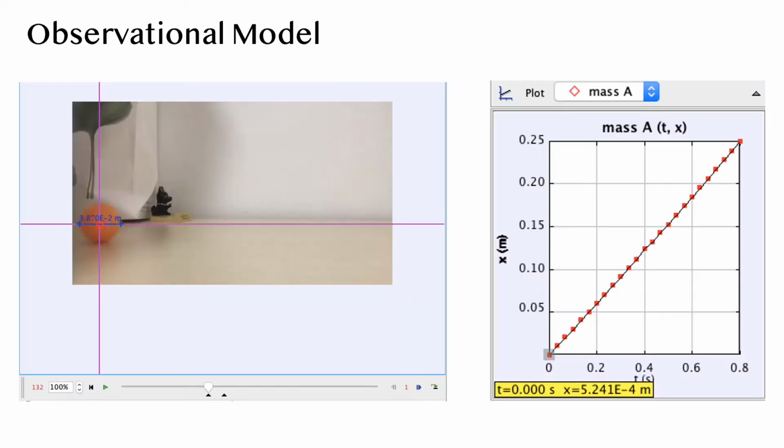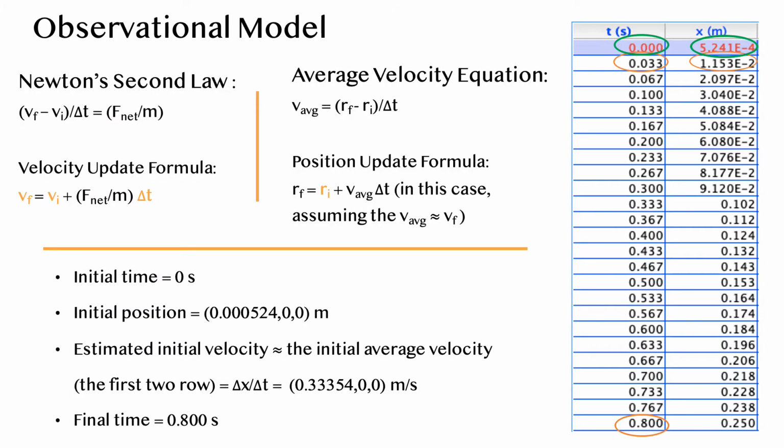This slide shows the observational model I constructed. The origin of the coordinate system is the center of the ping pong ball at its initial position. The position and time plot shows a roughly upward sloping straight line, proving that the model simulates a constant velocity motion. The next step is to extract the required data to construct the computational model.